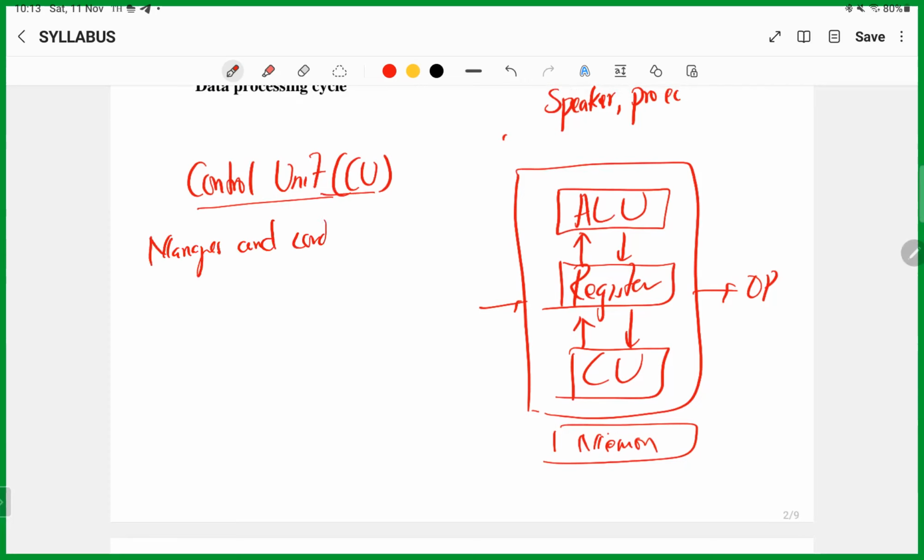Manages and coordinates all the units of computer system. Manages and coordinates all the units of computer system.